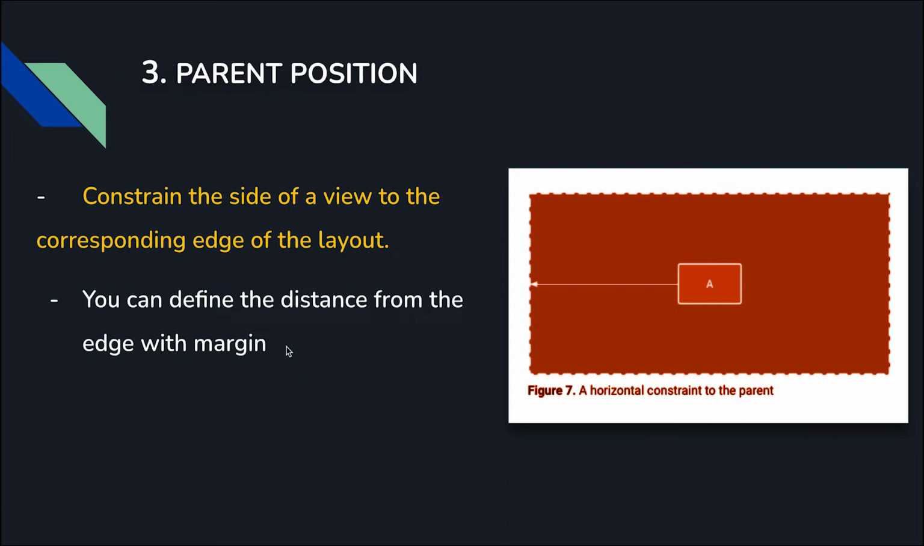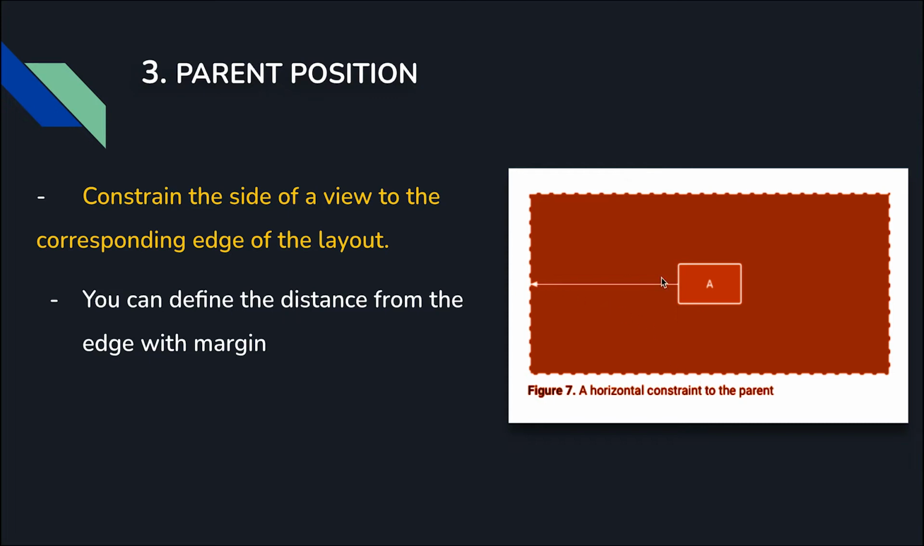Parent position is a constraint of the side of a view to the corresponding edge of the layout. The red box represents the parent layout, and view A, the child, can be a button or a text view, something like that. So view A can be constrained to the parent layout. For example, it can be constrained to the left side, the right side, the top, or the bottom.